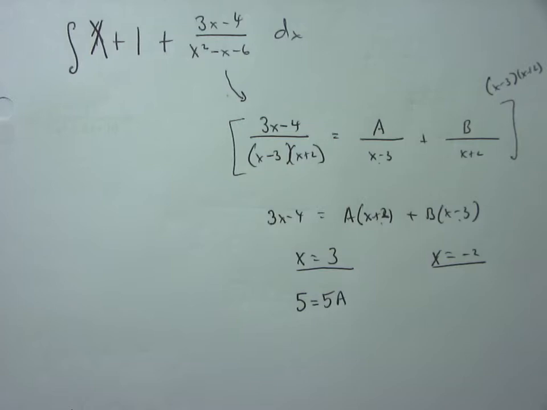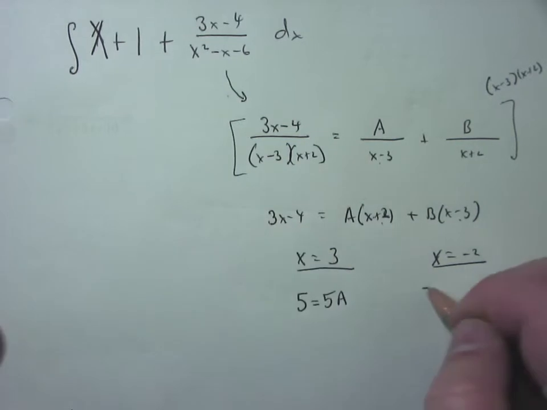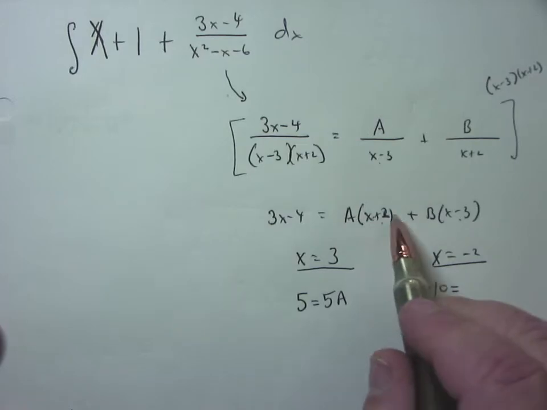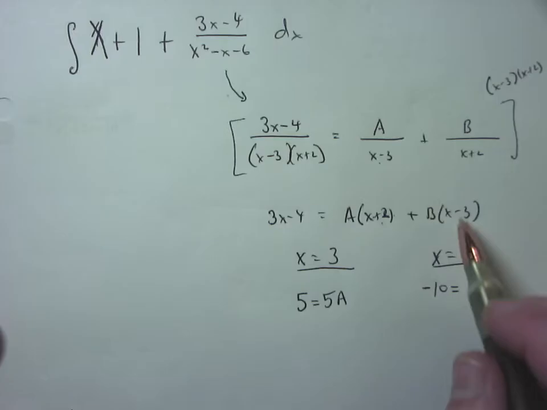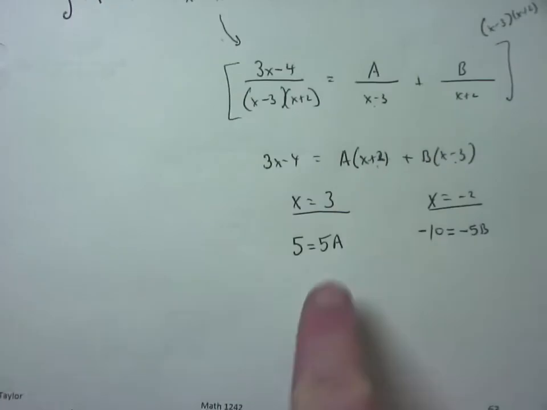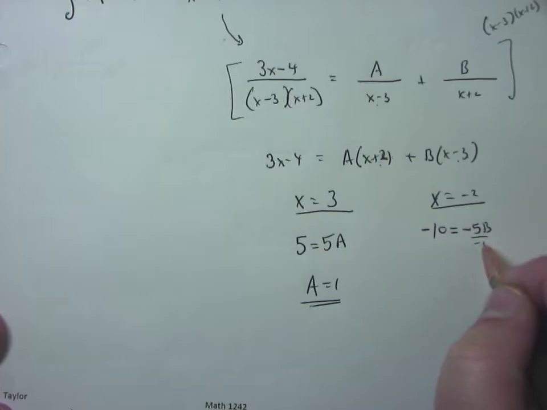Plugging in -2. 3 times -2 is -6, minus 4 is -10, is equal to... -2 plus 2 is 0, so that term's gone. -2 minus 3 is -5, -5b. Now solving, I'm going to divide by 5 and get a equals 1. And I'm going to divide by -5, -10 divided by -5, and I get b equals 2.